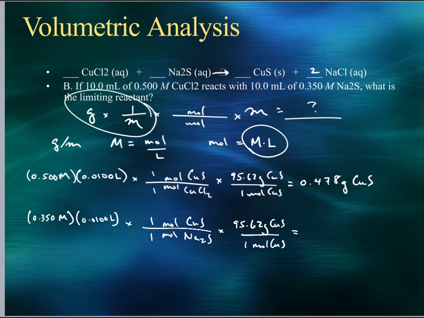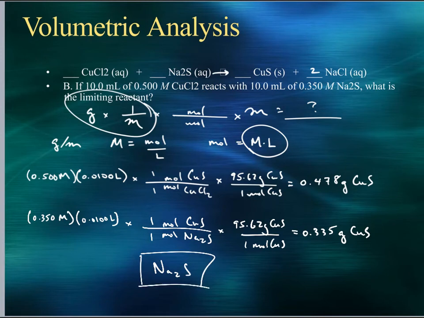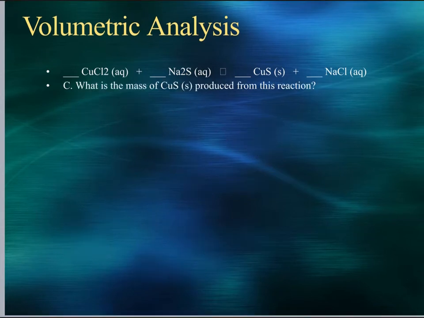And you can already tell based on how this is going to start that this is less than the previous one. So 0.350 times 0.01, times 1, times 95.62. And this is 0.335 grams of CuS. So what's the limiting reactant here? The limiting reactant is Na2S, the stuff that started over here, because that made less product. And this number over here is going to be your answer in C. 0.335 grams of CuS.